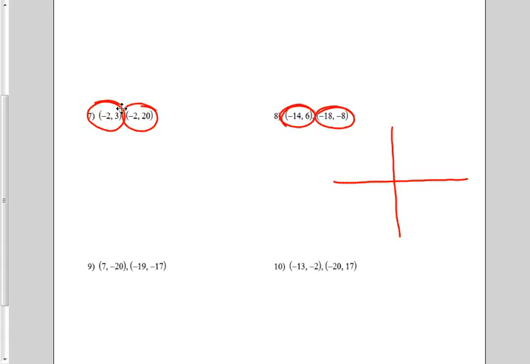to graph this point, I'd have to come all the way out here, and do this. So negative 18, negative 8 would be a point right around here, and negative 14, 6 would be right here. And then what we're going to try to do is somehow connect those dots like we did in the first section, and then try to do rise over run out of that.